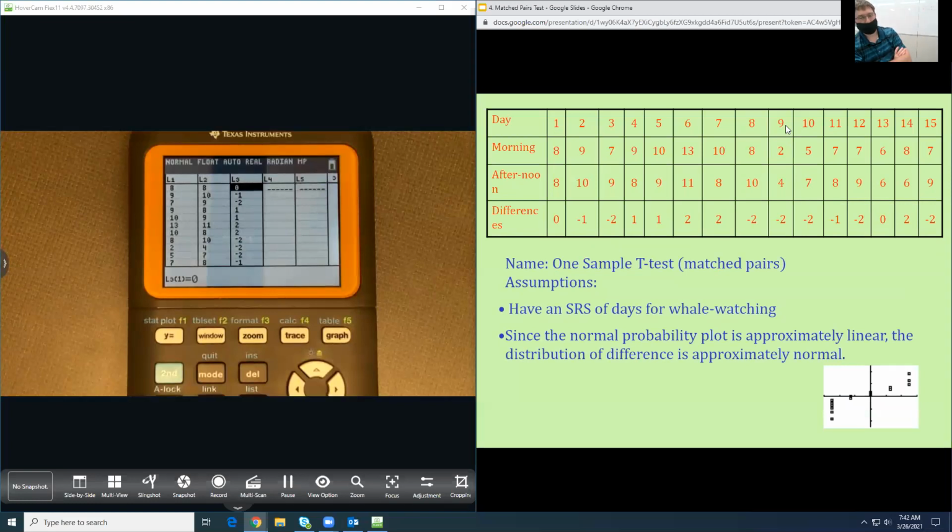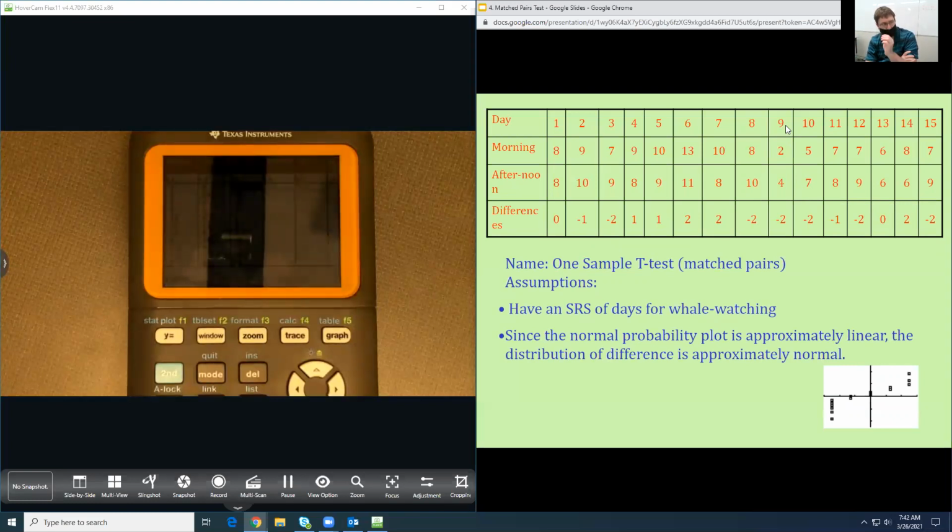This is a one sample t-test, matched pairs. And the reason why it's one sample, even though we're looking at two samples, a morning and an afternoon, is because we're just focusing on the differences. So this is why matched pairs is a little different. The same two assumptions need to be met like all other means. We need to make sure that it's random and that it's normal. So we can say we have a simple random sample of days for whale watching, check. So random because, there's the first one.